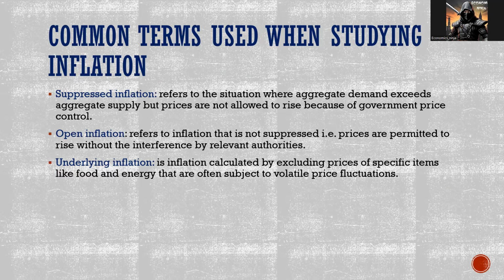And when we are talking about underlying inflation, sometimes when calculating inflation, we might exclude items that have prices that are volatile. So volatility refers to when prices are going up and down, there are many fluctuations. So we might remove products that have high fluctuations because they create some sort of noise in the statistic that we are trying to calculate. So we might remove those items like food items and energy. Then we come up with the underlying inflation, which shows us the general trend of inflation in an economy.